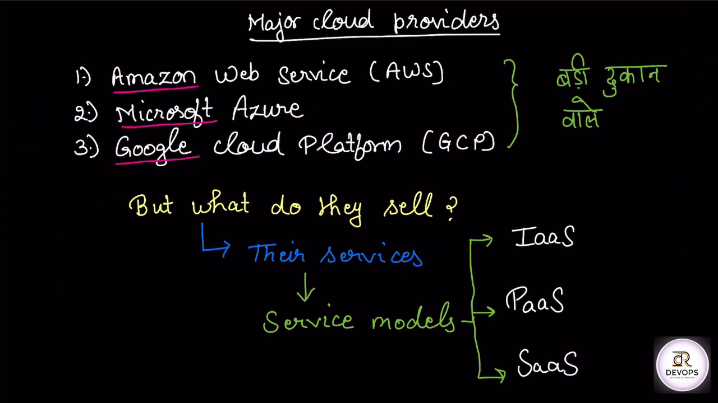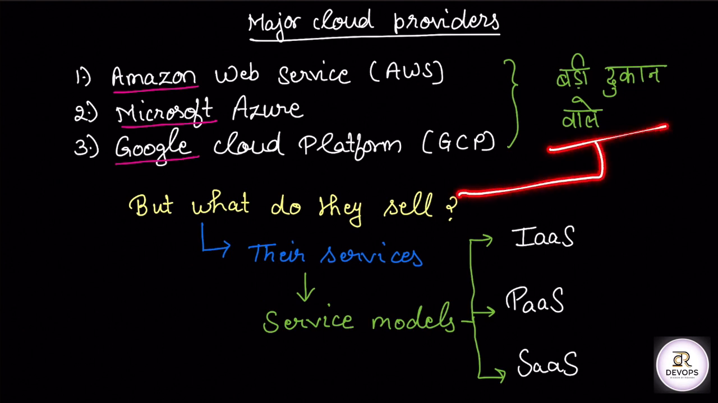We have different cloud providers like we have seen. The major cloud providers are Amazon Web Services, AWS, by Amazon, then Microsoft Azure, then Google Cloud Platform, GCP. So Azure is by Microsoft, Google Cloud Platform is with Google. Why I am saying it badi dukan wale, because there are multiple cloud providers as well, but these three are the major ones which are used.